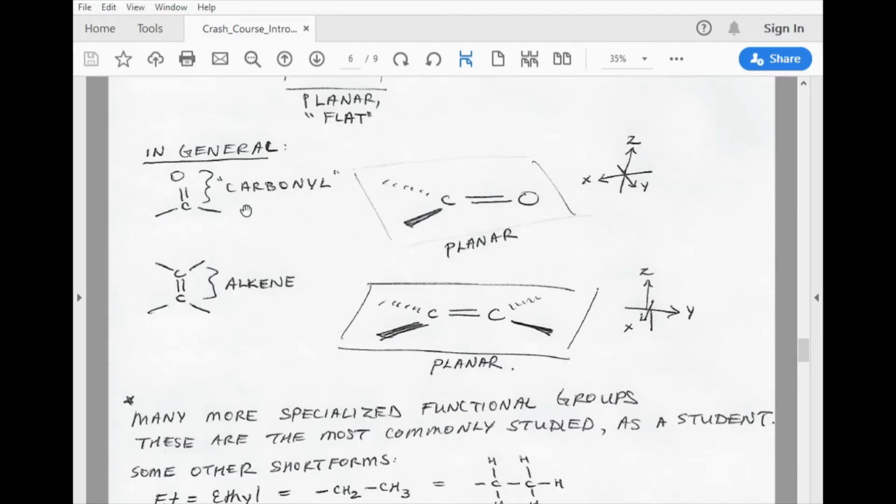You have carbonyls that are practically defined as your carbon double bonded to oxygen, and you have your alkenes, which are carbon double bonded to carbons. Both of these functional groups are planar, right? So this entire system, as well as this entire system, sits inside of a plane or on a plane.